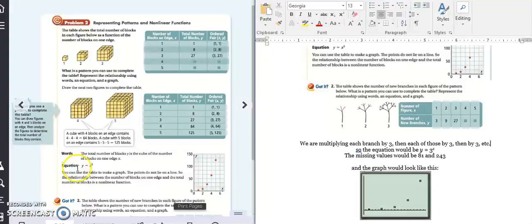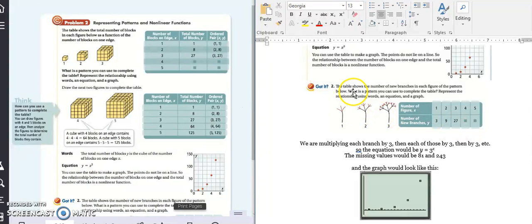And it says right here y equals x cubed. That's what I said it was. The points do not come out on a straight line. That's more of a curve, which means it's a nonlinear function. Okay, so for problem 2, I'm going to go over here on the right.